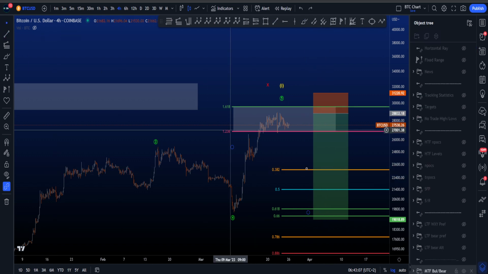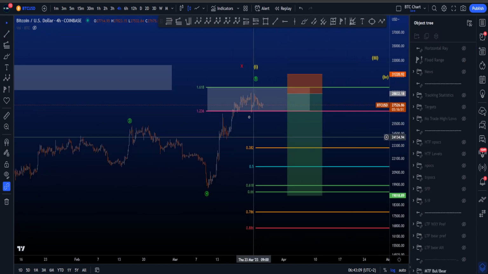Of course, everything here is educational, no advice. Trading setups are based on Elliott Wave knowledge for educational purposes.